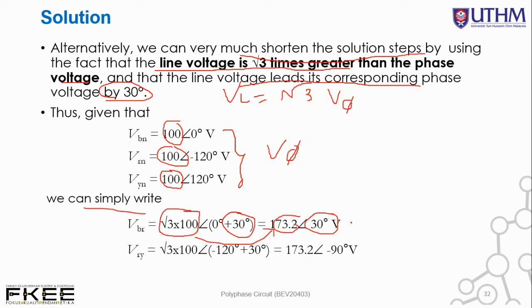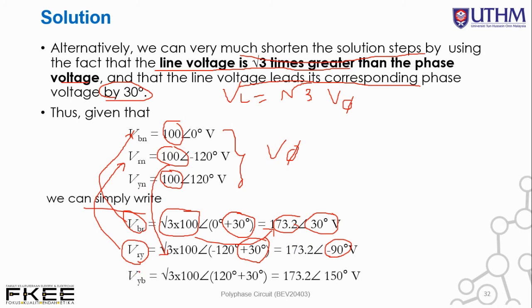Similarly for VRY. VBR came from VBN, and the second line voltage VRY comes from VRN. Again, 100 multiplied by square root 3, and then minus 120 plus 30 degrees, so that gives you minus 90 degrees. Similarly for the last line voltage VYB, this comes from the third phase voltage VYN. So multiply 100 by square root 3 and then 120 plus 30. That gives you the same magnitude of voltage but a different angle. 120 plus 30 is equal to 150.